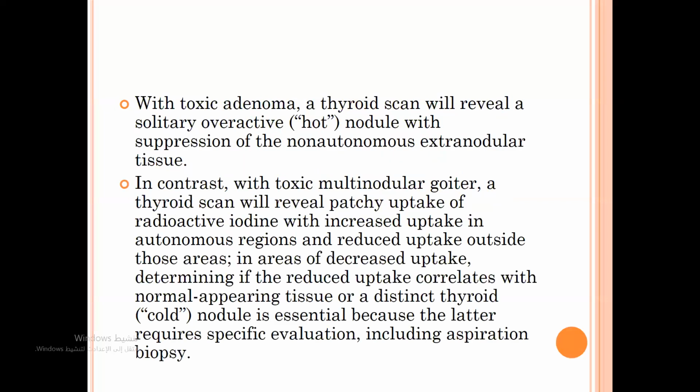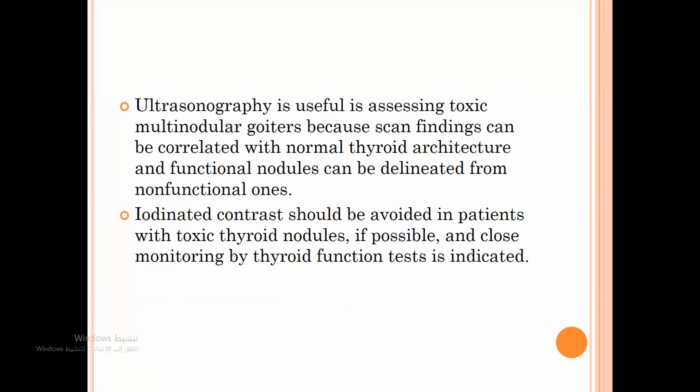With toxic adenoma, a thyroid scan will reveal a solitary overactive hot nodule with suppression of non-autonomous extranodular tissue. In contrast, with toxic multinodular goiter, a thyroid scan will reveal patchy uptake of radioactive iodine, with increased uptake in autonomous regions and reduced uptake outside those areas. In areas of decreased uptake, determining if reduced uptake correlates with normal-appearing tissue or a distinct thyroid nodule is essential, because the latter requires specific evaluation. Fine needle aspiration is sometimes the proper action for these cold nodules, because there is a risk of malignancy.